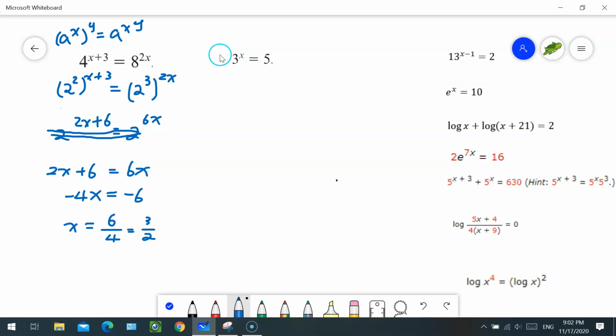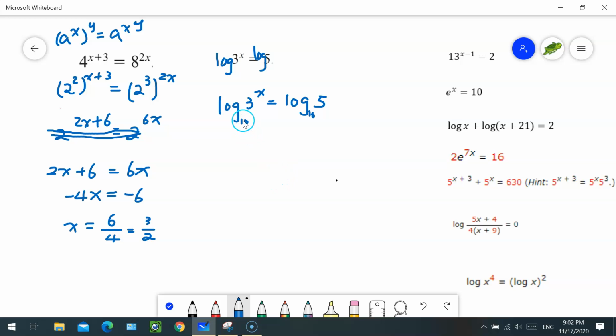So what do I do? I raise up the log on both sides. Let me write it down here. Once I have the log raised up, the left hand side will have the log of 3 to the power x equal to the log of 5. There's no base number here, which means the base is 10.